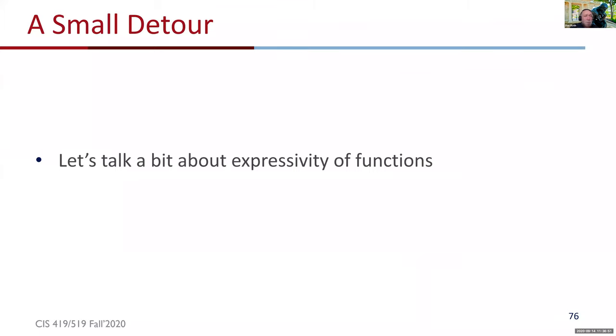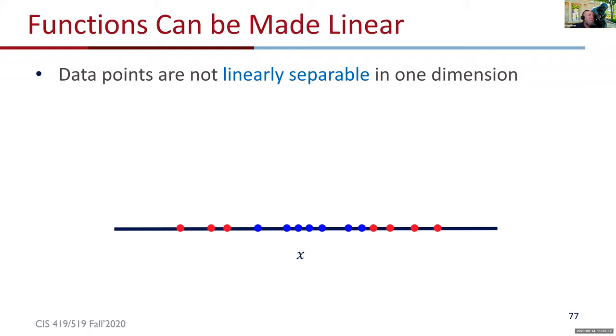I'm going to skip the next few slides, or in fact, I'm going to do a small detour now to talk a little bit about expressivity of functions. So we can have some better intuition for what I mean when I talk about linear functions, and is this good or bad or somewhere in the middle. So let's think about this set of points. Again, I have blue points and red points. I'm claiming that these data points are not linearly separable in one dimension. That is, there's no way to take a simple function, a linear function, and separate the blue from the red. I hope you agree with me.